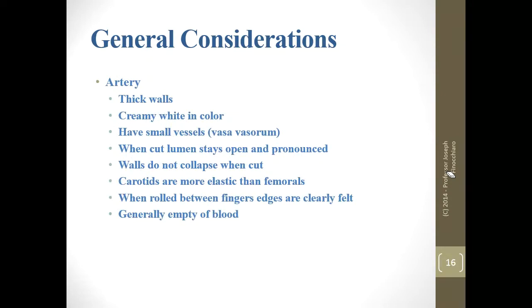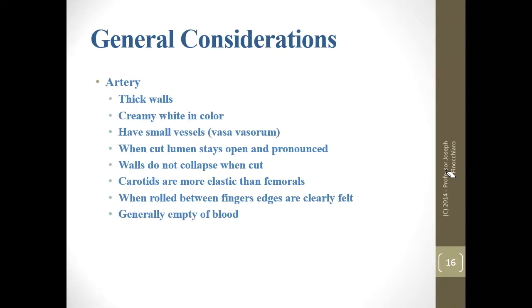Artery: thick walls, creamy white in color, have small vessels or vasa vasorum. These are little veins that feed the arteries themselves and keep the tissue healthy. When you cut it, the lumen stays open and pronounced, unlike the vein, which collapses. Carotids are more elastic than femorals. The way you remember this is above the belly button, it is generally more elastic than below.